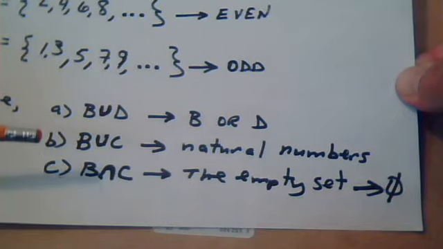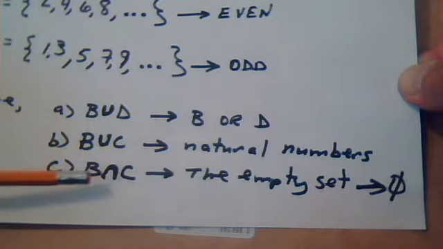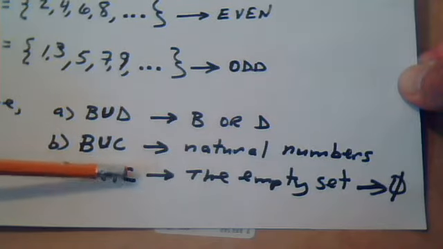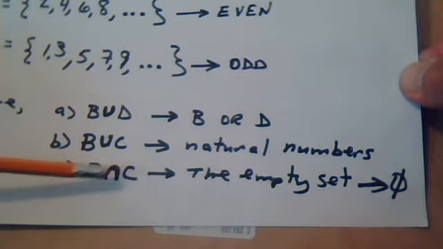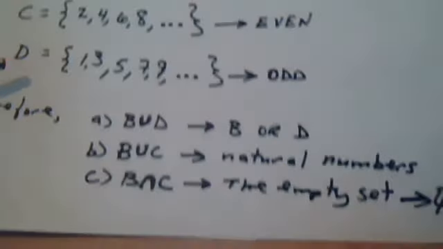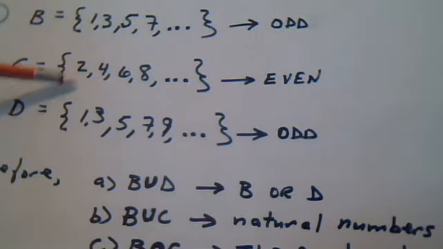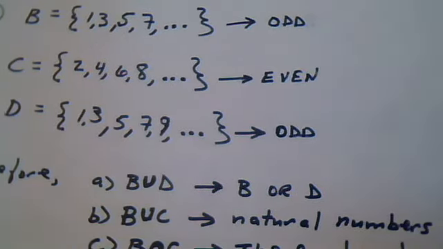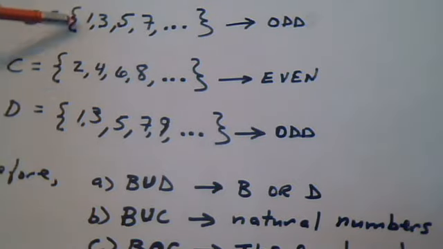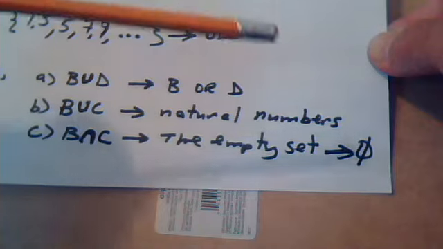And part C, B intersection with C. Intersection means you're going to find what they have in common. What do B and C have in common? They don't have anything in common. These are the odds, these are the evens. So we say the empty set, or you could write the symbol.